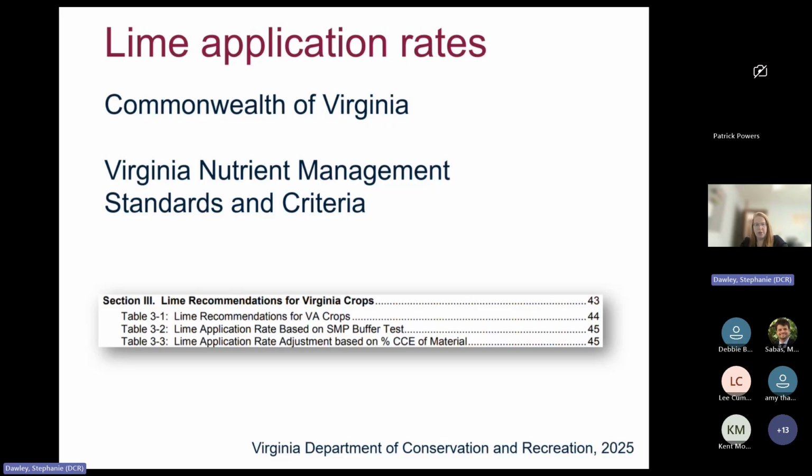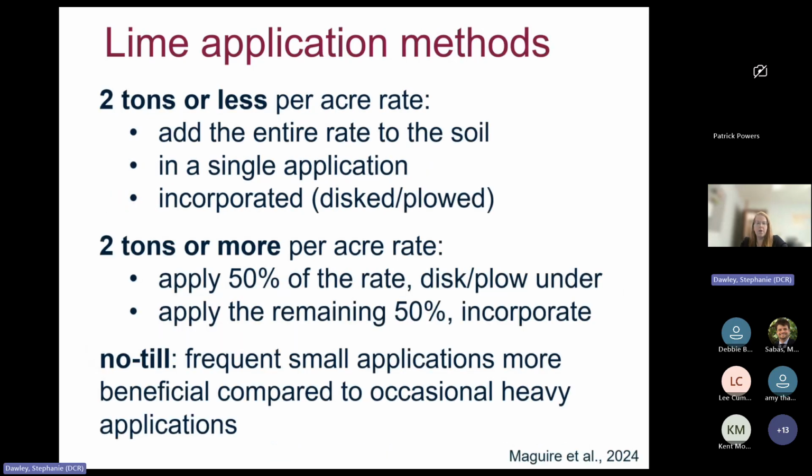We'll make those recommendations. And how we recommend them in Virginia is, if you're doing 2 tons or less per acre, add the entire rate to the soil in a single application, preferred if it's incorporated. If you're recommending more than 2 tons, so say it's 4 tons, apply a 50-50 rate. So don't put all 4 tons down at once.